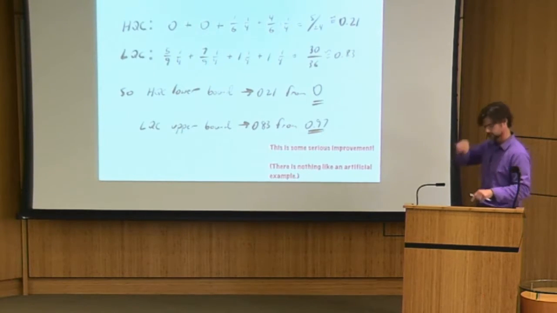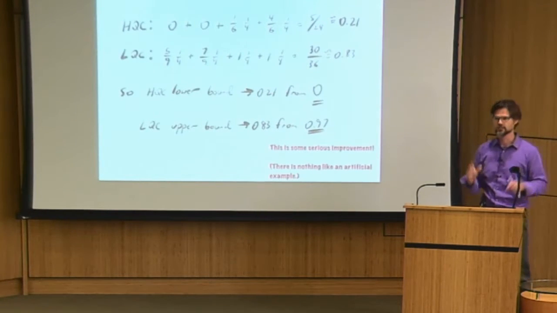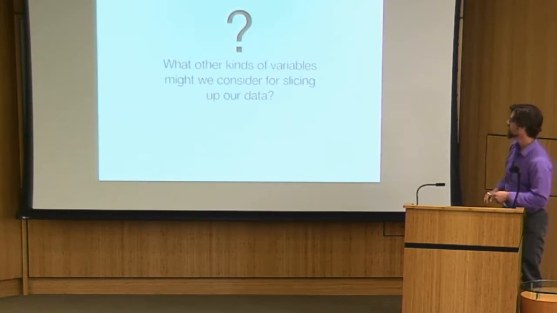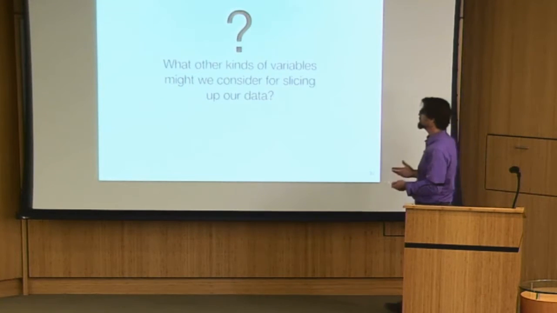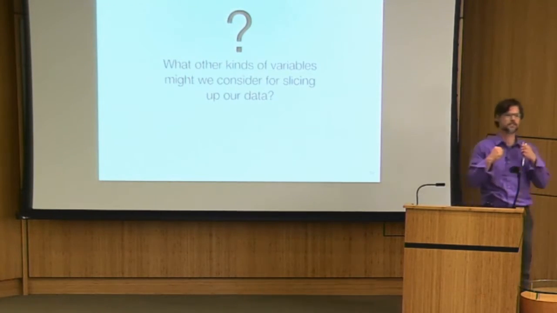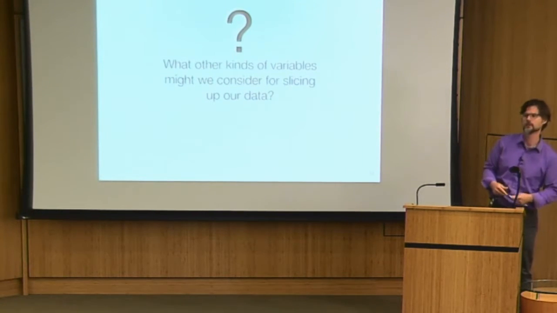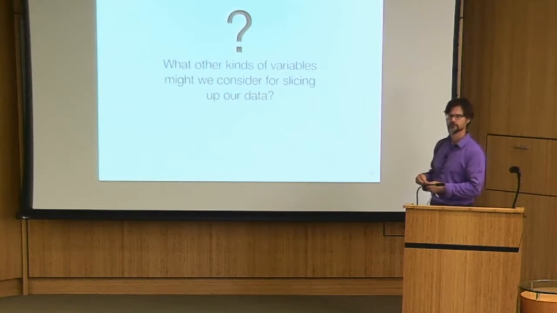So in this nicely designed artificial case, stratification is a great idea. Then what other kinds of variables might we consider for slicing up our data? That was a prognostic covariate. It told us how well a kid is going to do. It tells us about the kid's outcome. What other variables might we consider?